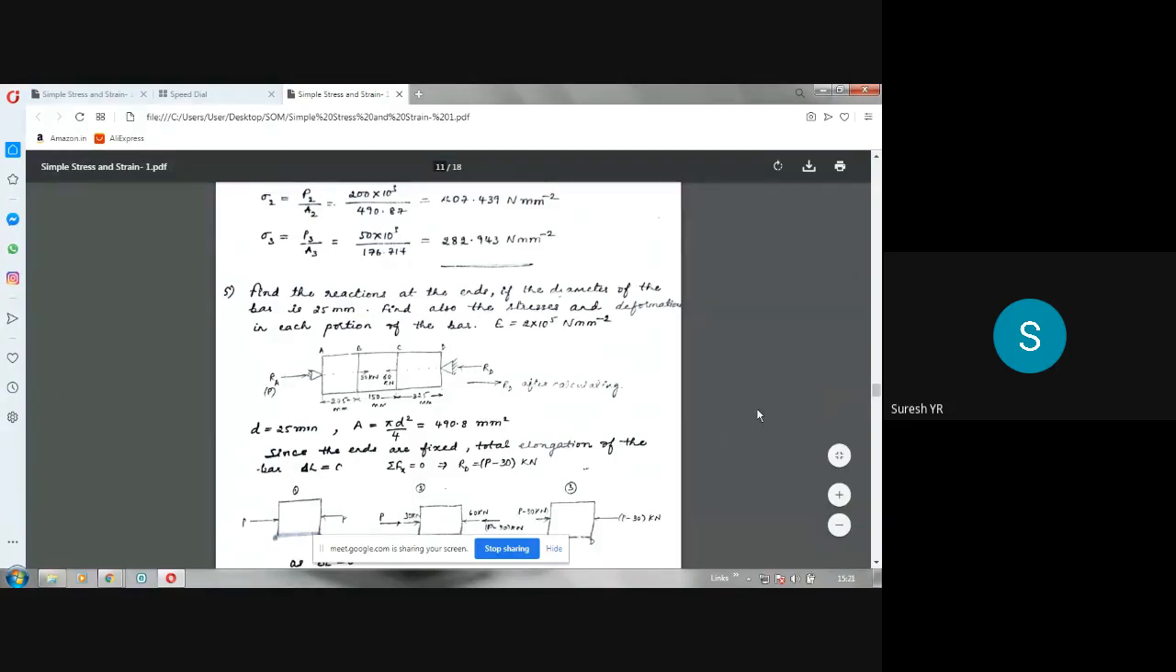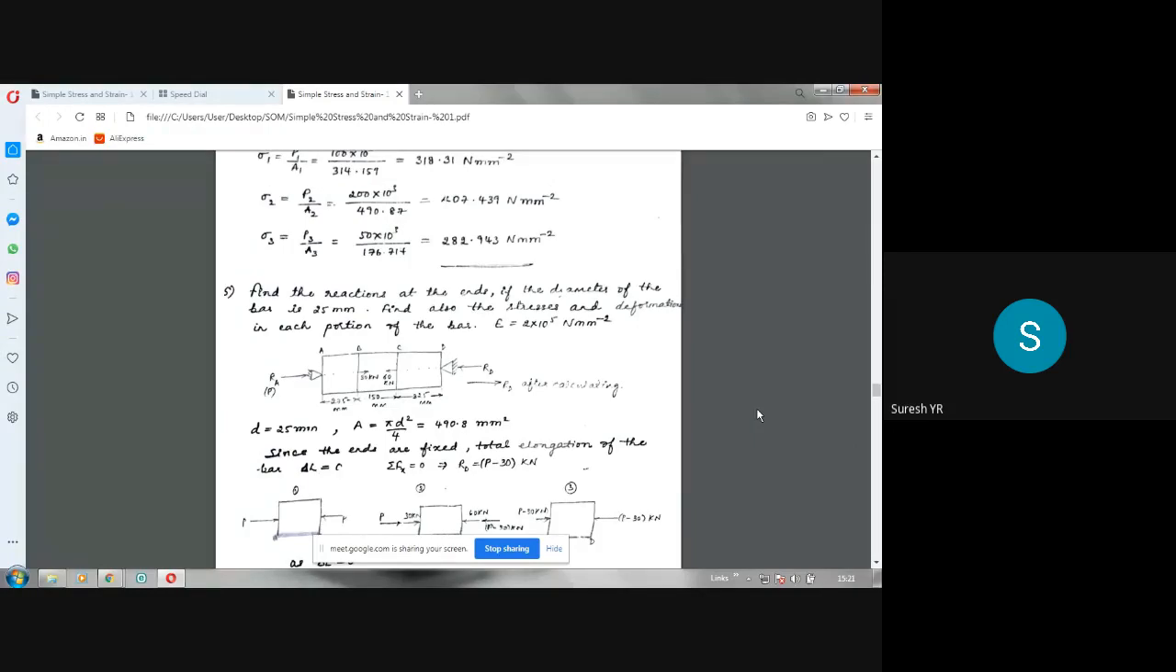See, in the morning I discussed some 3-4 problems, so we will continue with that. This is another type of problem. You can observe this: find the reactions at the ends if the diameter of the bar is 25 mm. Find also the stresses and deformations in each portion of the bar. E value is given.